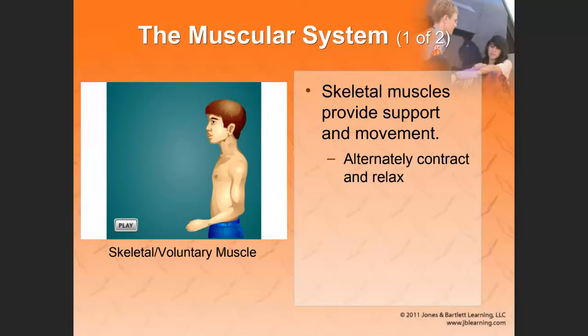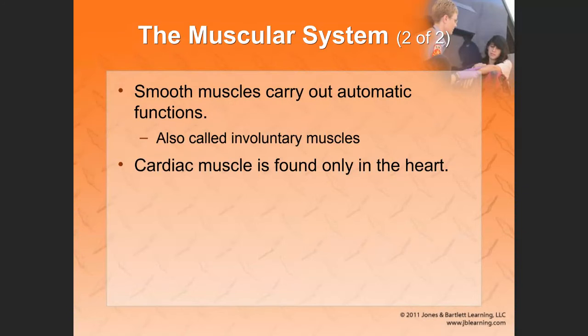So there are three types of muscles that you need to be familiar with. Skeletal muscles is the first one. Next one is your smooth muscles. And smooth muscles are found within the blood vessels and within the muscles within the intestines. Smooth muscles carry out automatic functions, so they are involuntary muscles. And then we have the cardiac muscle, which is the heart. So the heart is a muscle. That's why it is referred to as a myocardium.